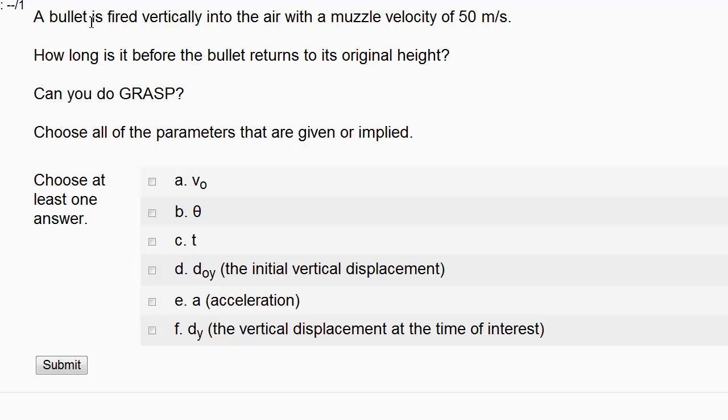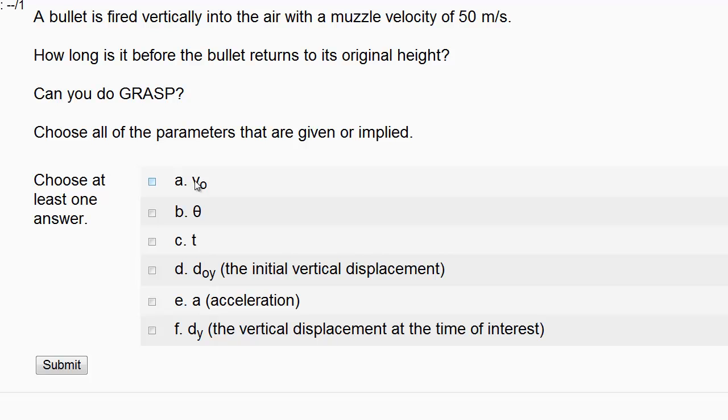A bullet is fired vertically into the air, that means straight up into the air, with a muzzle velocity, that means how fast it's going initially, of 50 meters per second. How long is it before the bullet returns to its original height? And so in this question, there are things that are completely given to you, and then there are some things that are implied. In other words, they're not explicitly stated, but they're in there.